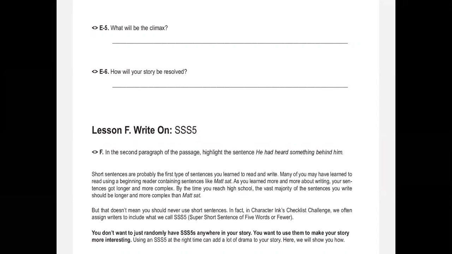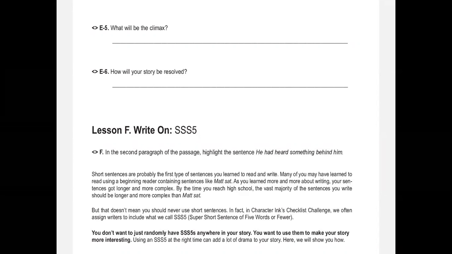So I'm going to go through Joshua's SSS5 lesson here. Short sentences are probably the first type of sentences that you learn to write, such as "Matt sat." But just because you are in junior high or high school does not mean that you should not write with short sentences as well. As a matter of fact, the SSS5, super short sentence of 5 words or fewer, is in the checklist challenge for revising your essays, reports, and stories.